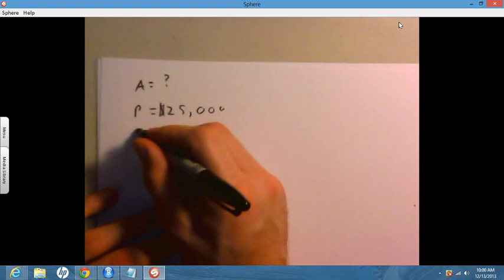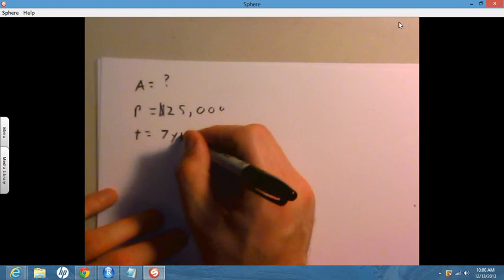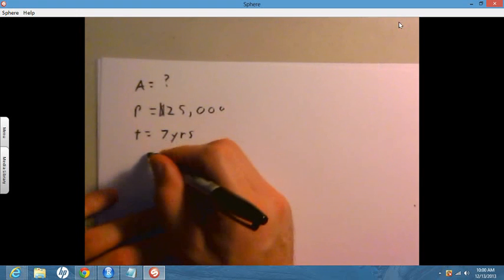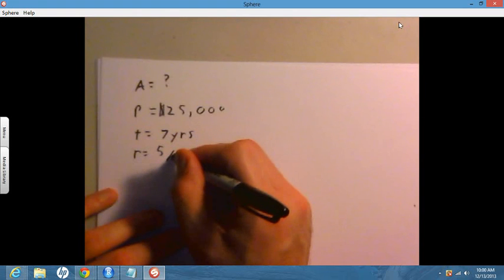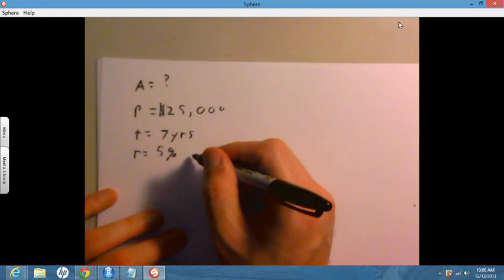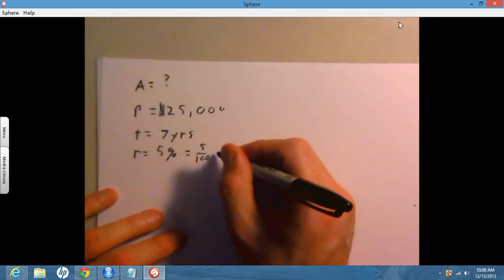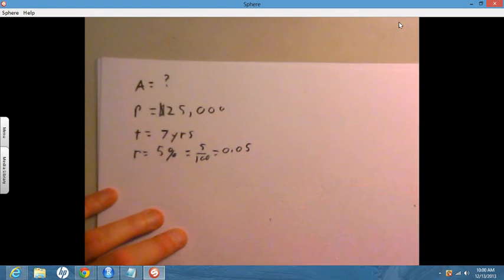And we're going to be looking at T is equal to a 7-year period. And R is going to be equal to 5% in this example, which is the same as 5 divided by 100, or 0.05. Okay, so we have that over here.